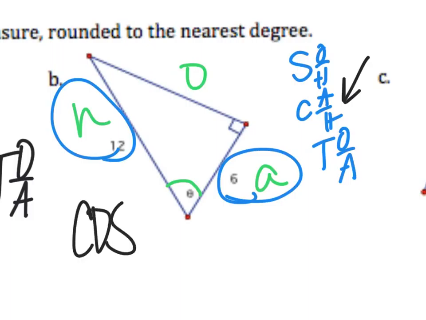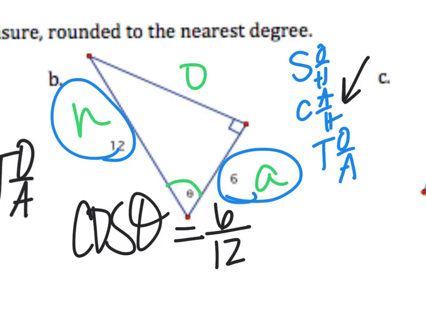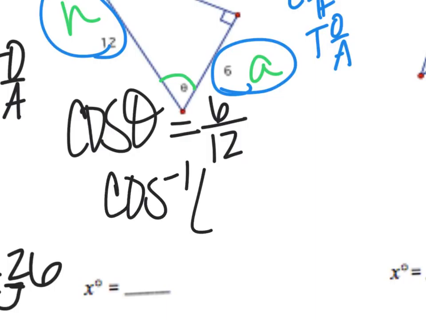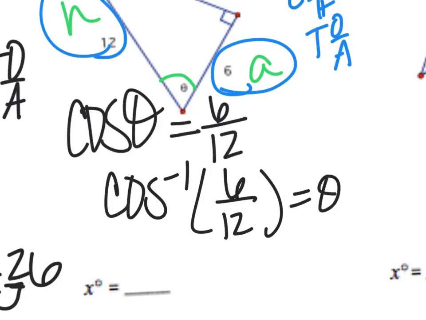So cosine theta or cosine x equals the adjacent over the hypotenuse. And no need to simplify because your calculator will do it for you. Okay, so hit second cosine, 6 divided by 12. You get 60 exactly.